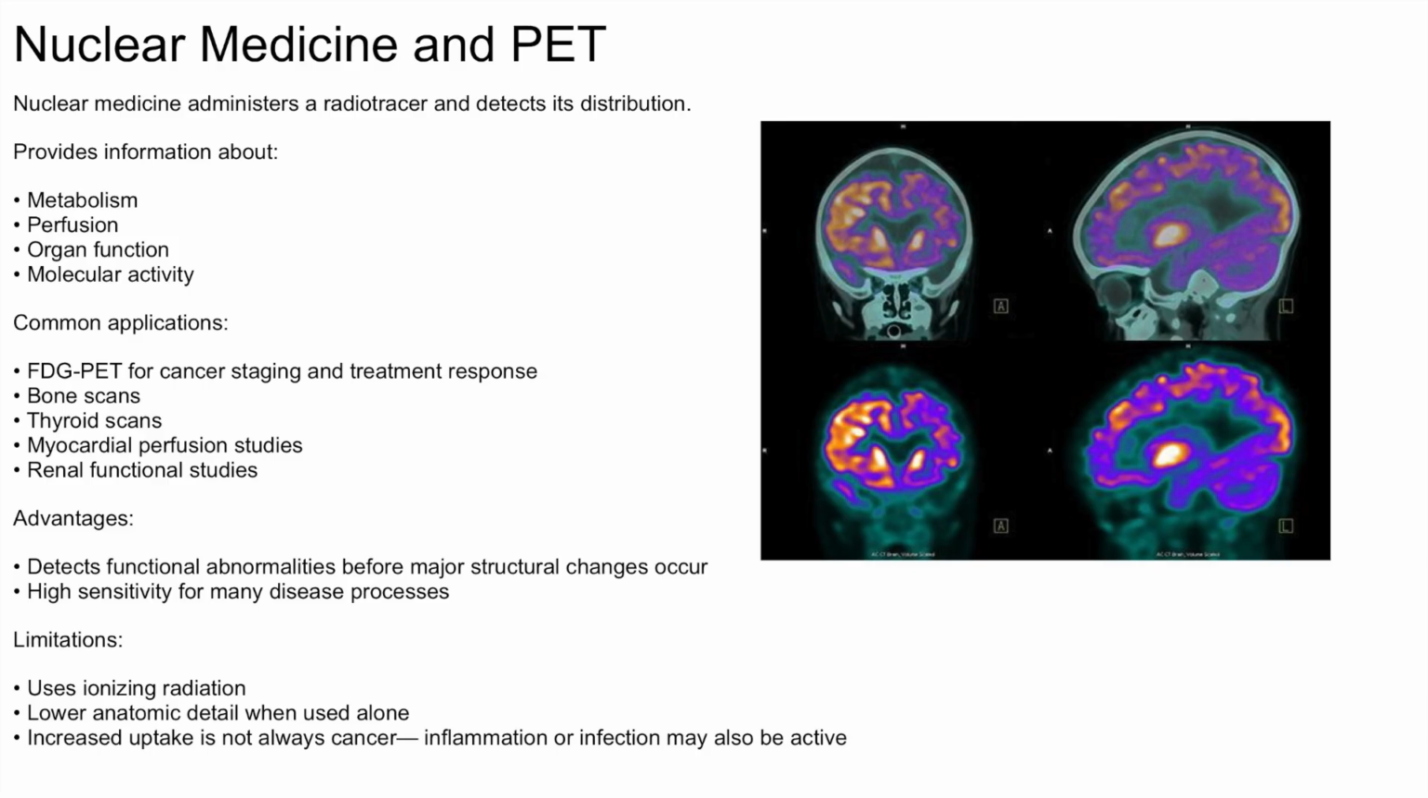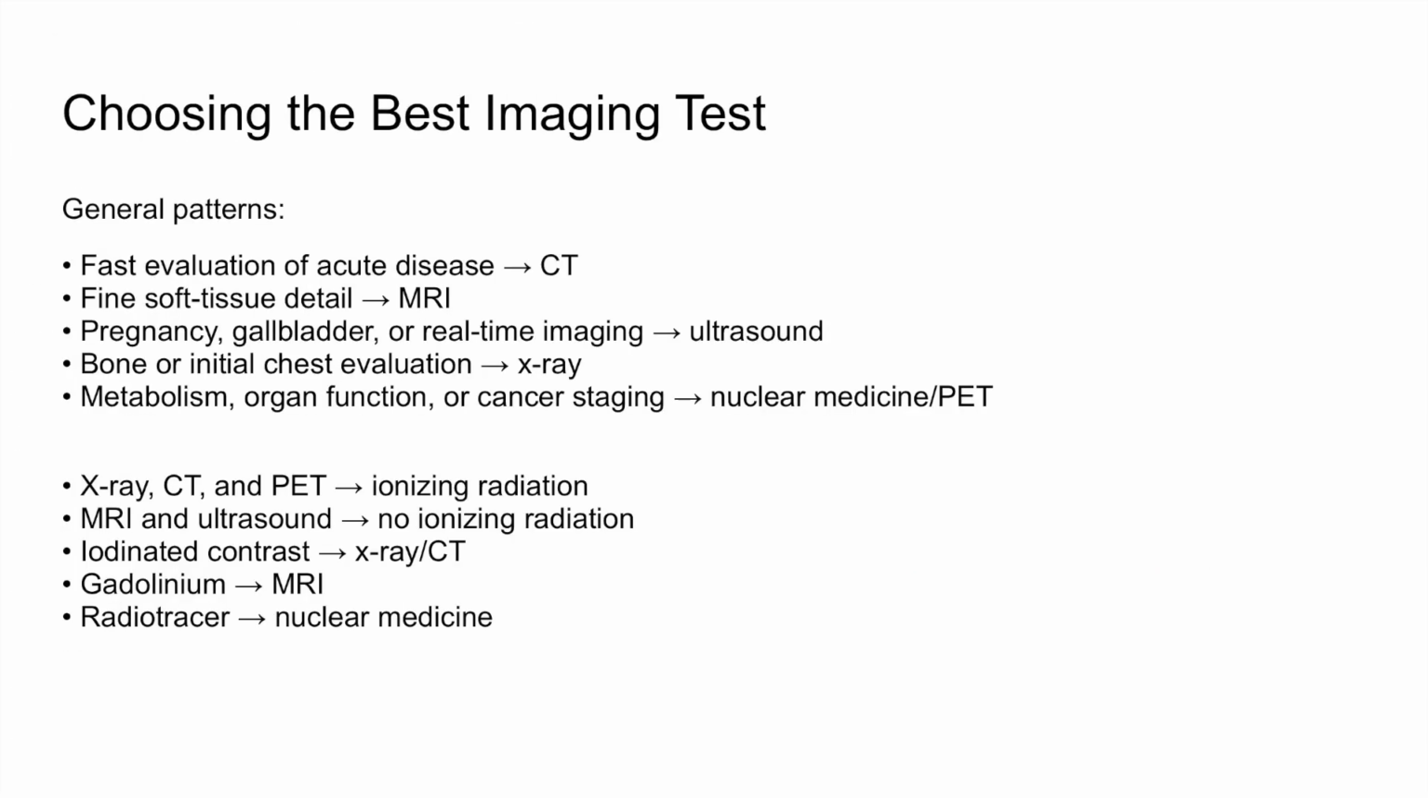Other nuclear studies evaluate bone turnover, thyroid activity, myocardial perfusion, or renal function, and these tests may detect functional abnormalities before structural changes become apparent, although their anatomic detail is limited. So for that reason, PET is commonly combined with a CT or MRI so that metabolic activity can be localized to a specific structure. Imaging selection is pattern recognition guided by clinical setting.